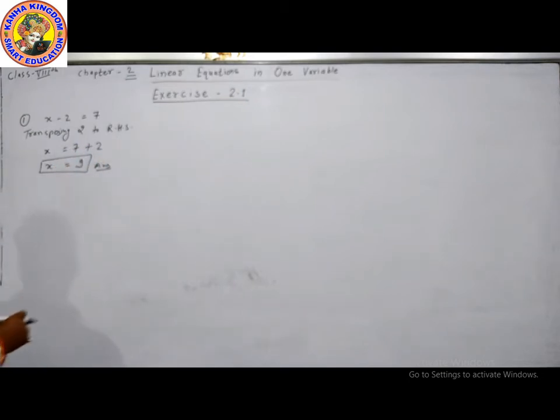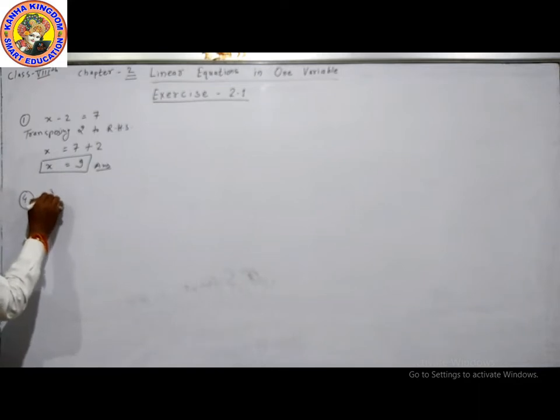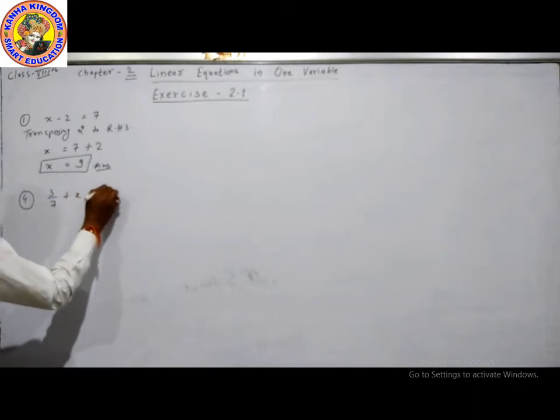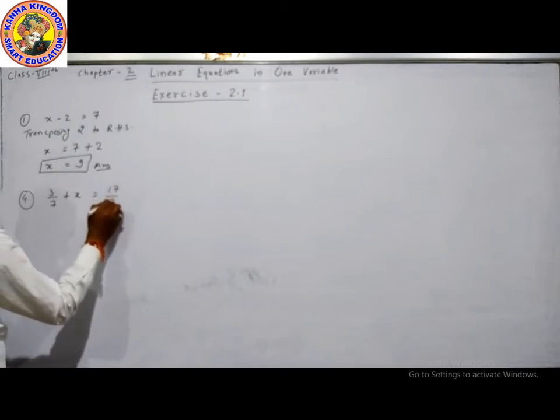We are taking another question from exercise question number 4. The question is 3 by 7 plus x is equal to 17 by 7.